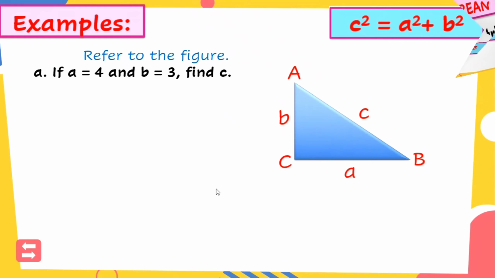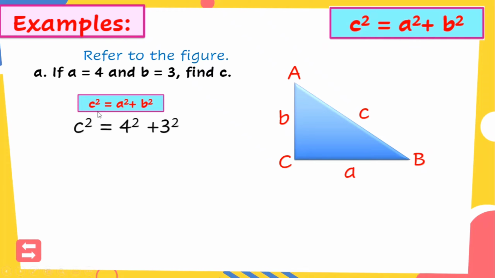So, let's have our example. If A is equal to 4 and B is equal to 3, find C. Remember, we have this formula for Pythagorean Theorem. And let's substitute the values of A and B to find the C. A is equal to 4, so that's why we have 4 squared, plus yung B, 3, then squared. So yung C natin is unknown, so just write C. Then 4 squared, or 4 times 4 is 16, then 3 times 3 is 9. 16 plus 9 is 25.